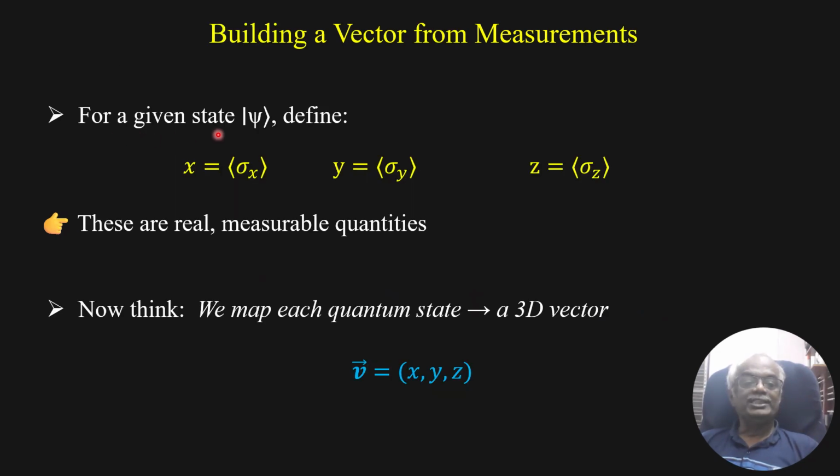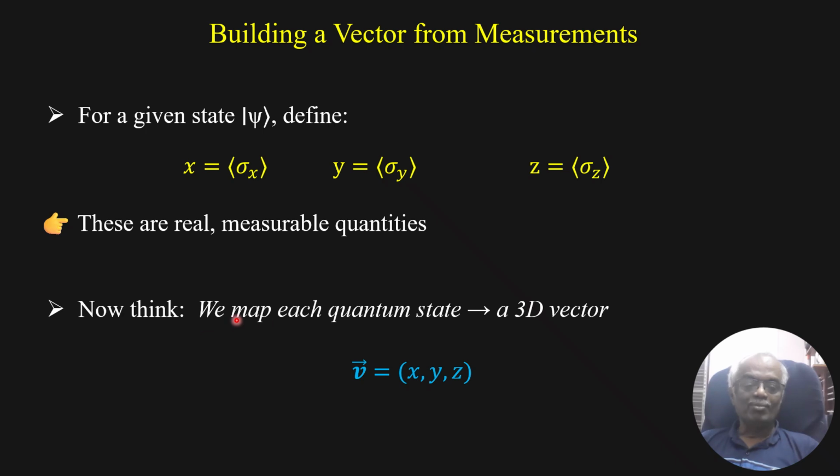For a given state ket psi, we define x is equal to the expectation value of sigma x. So the operator sigma x is an operator. The expectation value of sigma x is x. Similarly, y is equal to expectation value of sigma y, and z is equal to expectation value of sigma z. All are Pauli matrices. These are the real and measurable quantities because these are the expectation values.